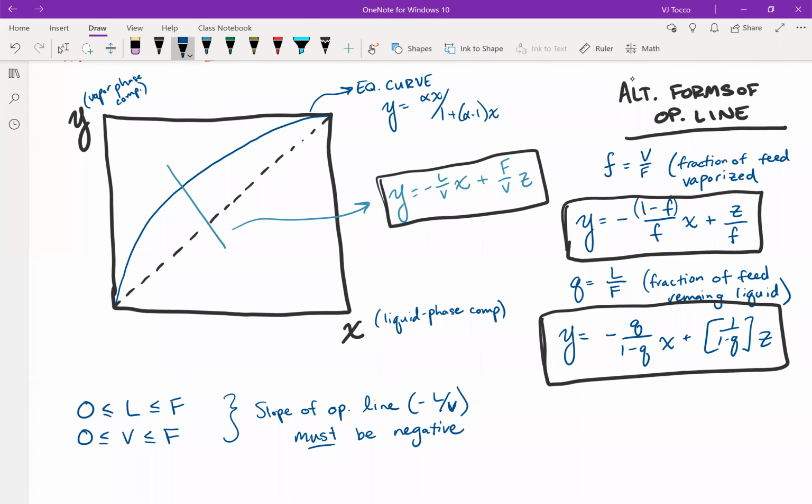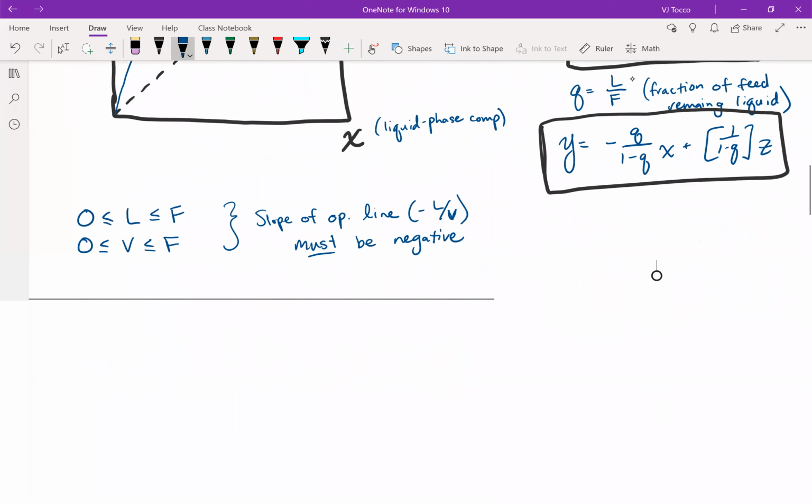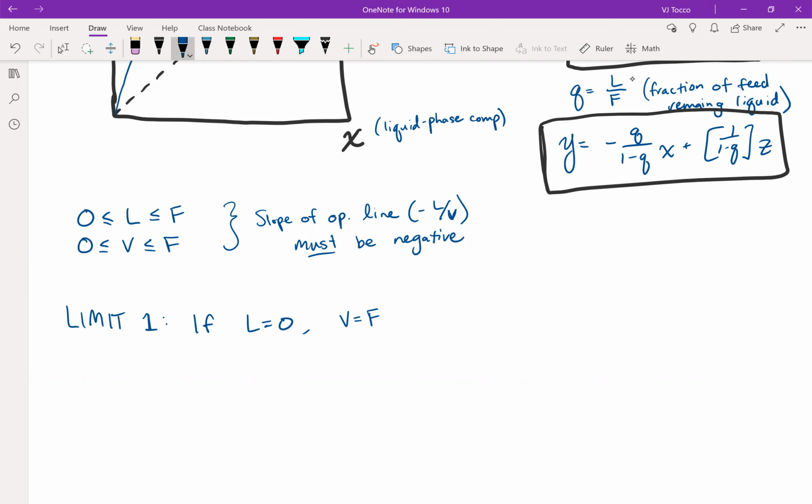So let's push it to the limits and see what happens. Let's first explore the case for L is equal to 0. So we'll call this limit 1. If L is equal to 0, then that means that V, being that it's F minus L, must be equal to F. So V is equal to F.